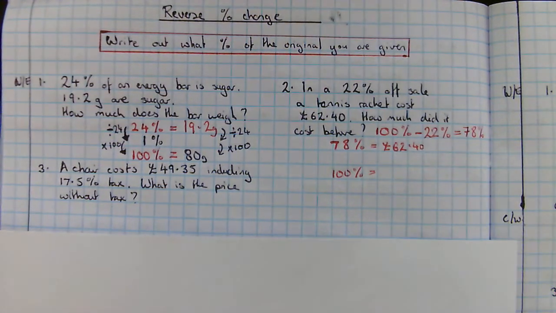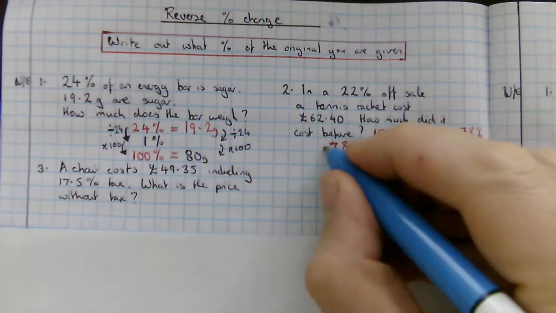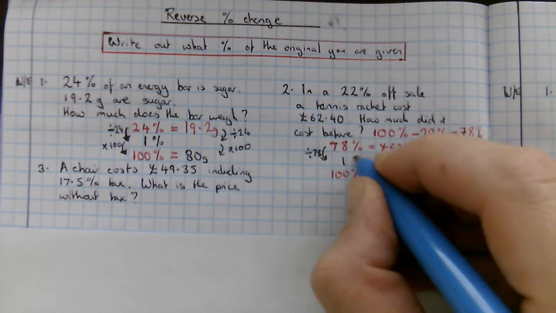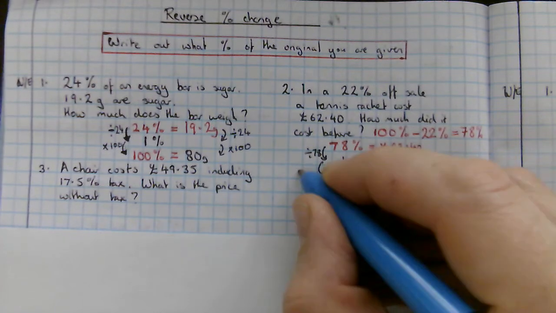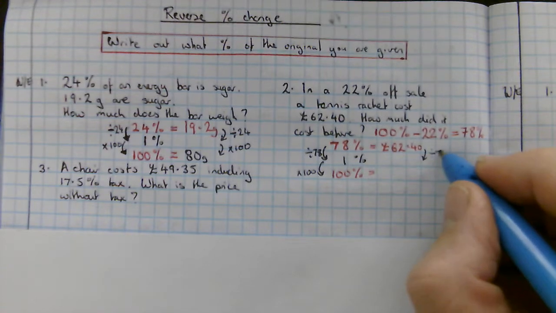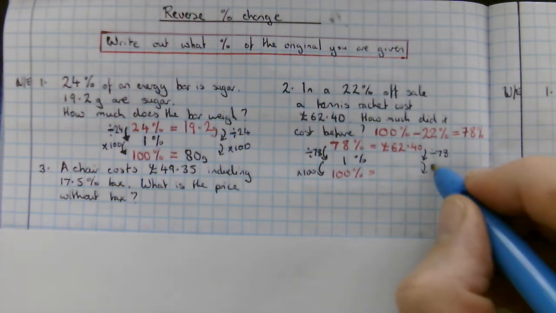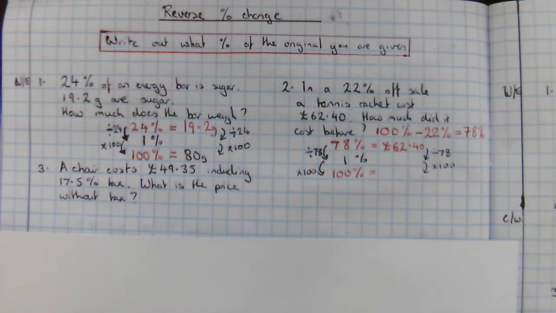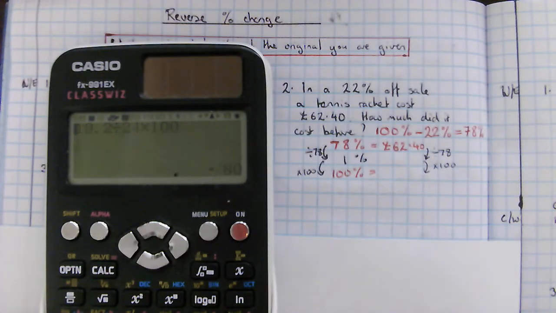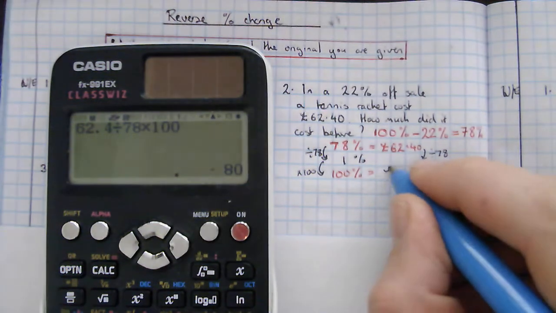And exactly like we did in the first example, you need to try and find 100%. So go via 1%, which means you're going to need to divide by 78 to give you 1%, and then times by 100. And do exactly the same on the right hand side, divide by 78 times by 100. Again, on my calculator, £62.40 divide by 78 times by 100 tells me that my full price was £80.